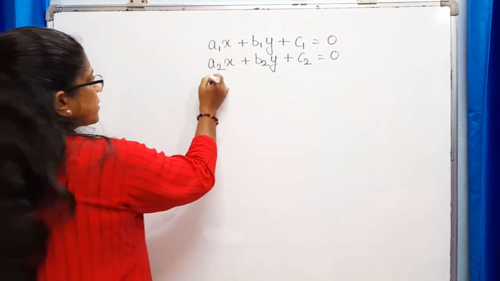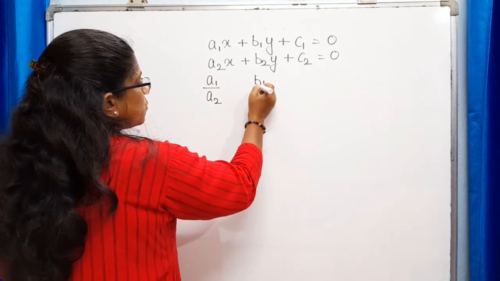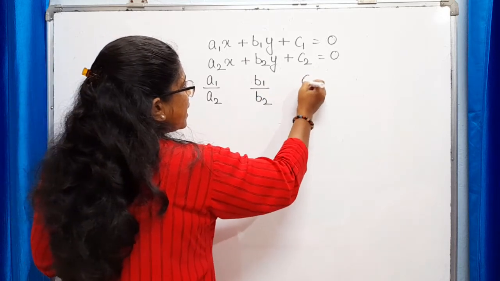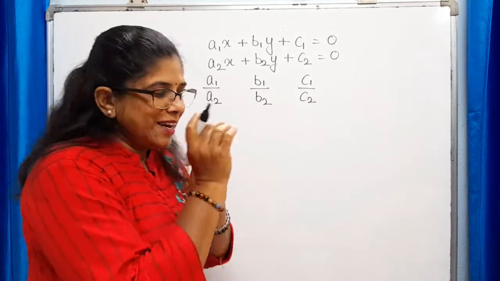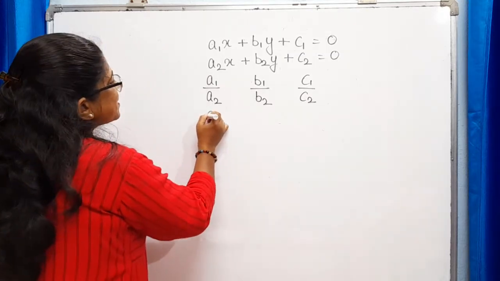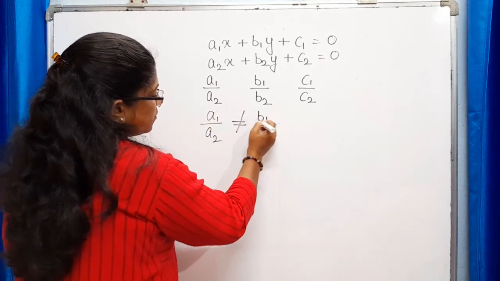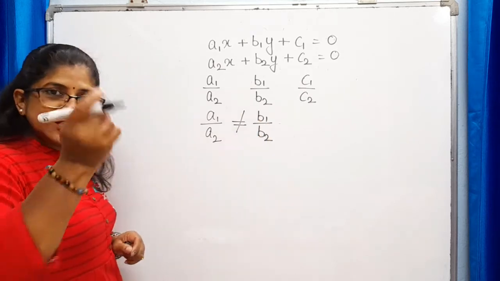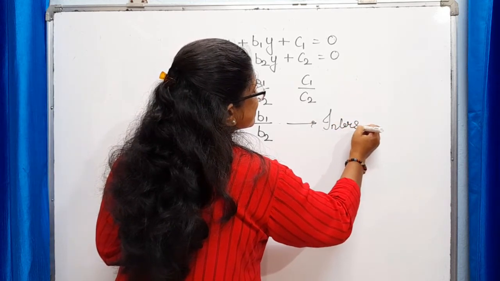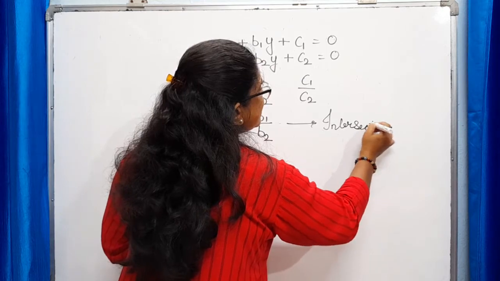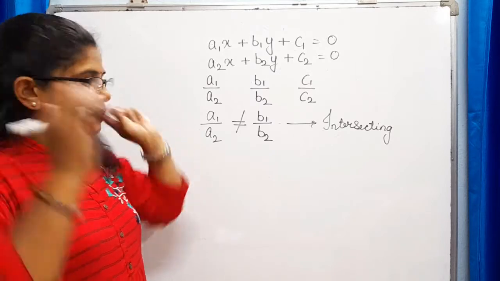Then what we have to do? Find the ratios. Find what is a1 upon a2, what is b1 upon b2 and c1 upon c2. Now once you find these ratios, we have to compare these ratios. If a1 upon a2 is not equal to b1 upon b2, in such case, lines are intersecting, and we have one unique solution for the given pair of equations.